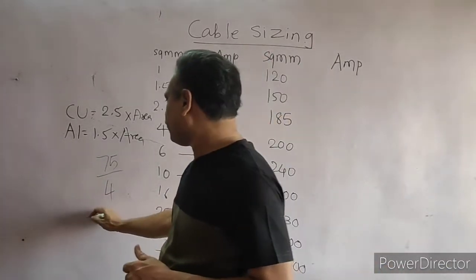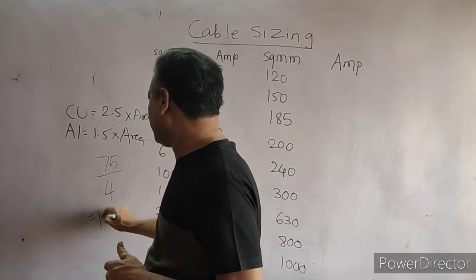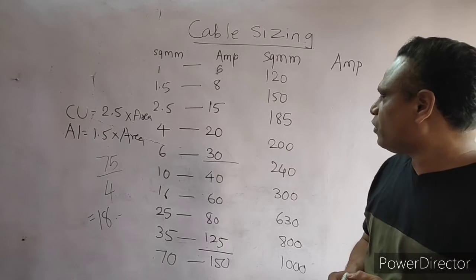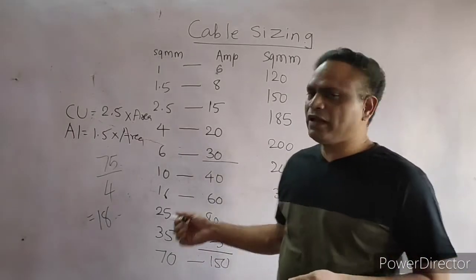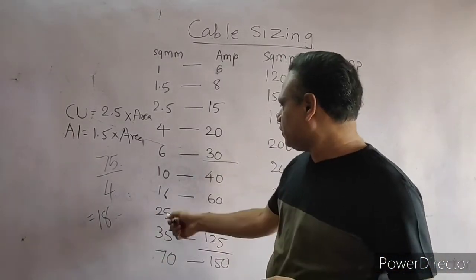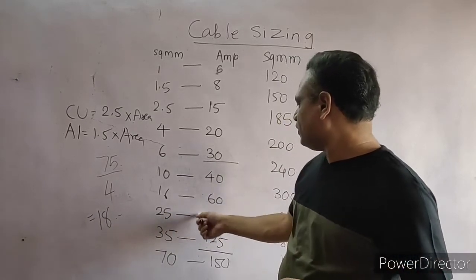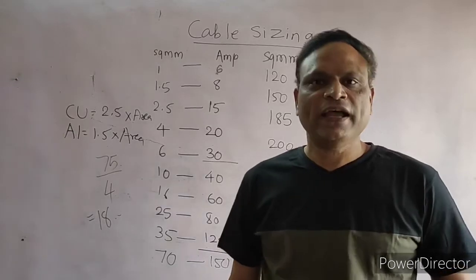4 ones are 4, 4 8s are 32. So 18 point something, that means say 19. As a 19 square mm cable is not available, I will use the cable of 25 square mm, which has a current carrying capacity of 80 amperes.